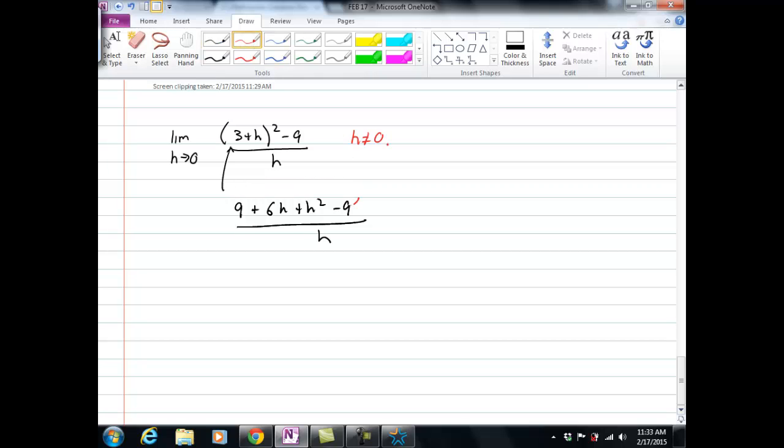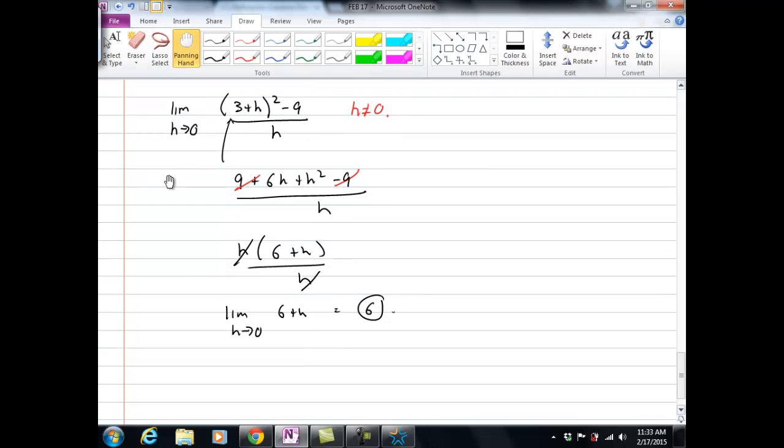The 9s will cancel out. And what I'm left with is, look, the whole purpose is to try to get rid of the h on the bottom. This becomes 6 plus h over h. This cancels out. So really what you're left with is the limit as h approaches 0 of 6 plus h, which is 6. No graphs needed, no guessing needed. I did it using pure algebra and math. And this is as accurate as you can get. I can make you graph this with a graphing calculator, but your answer will not be accurate.